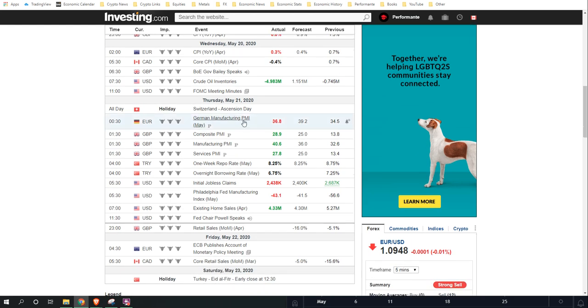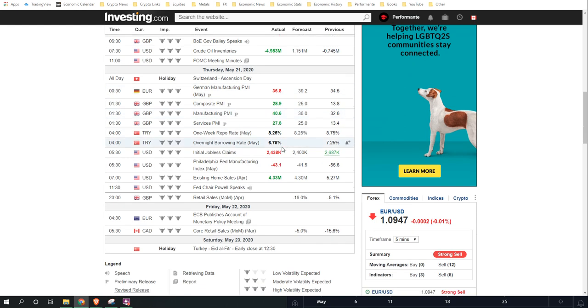We got some PMI numbers from Germany, worse than the forecast. But overall, we'll see how the retail sales come out for GDP. They are forecasting some pretty negative results for the month of April, negative 16% in the retail stores. We'll see how that goes. And then we got core retail sales for Canada as well on Friday.